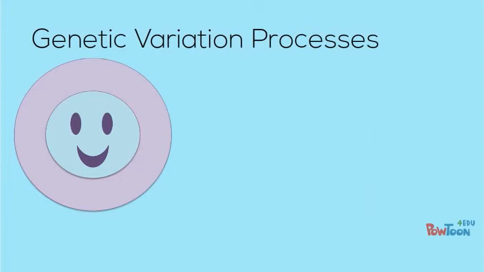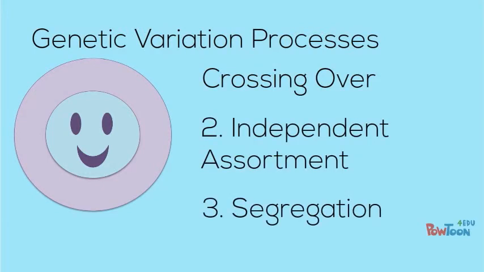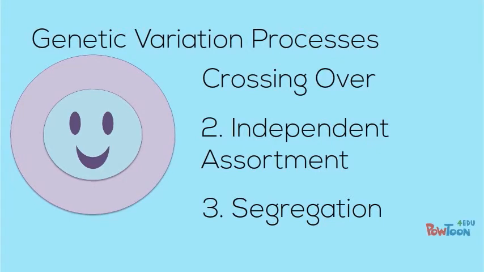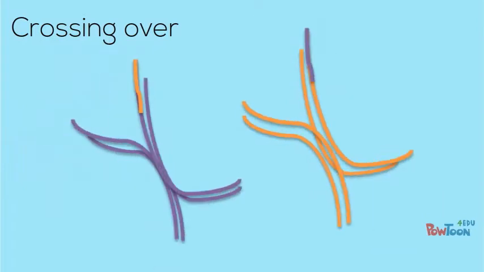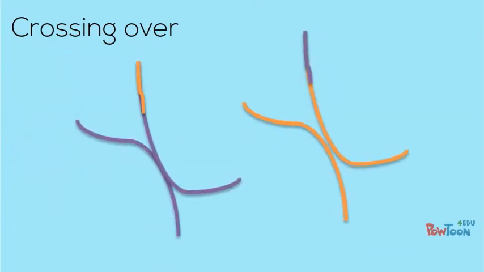The 3 processes that meiosis creates genetic diversity through are crossing over, independent assortment, and segregation. Crossing over is when chromatids from homologous pairs cross and trade genetic information. So looking at this pair, which has the same type of DNA but different variations, we can notice that they have traded some genetic information, so each chromatid is a combination of genetic information from both chromosomes of the homologous pair.